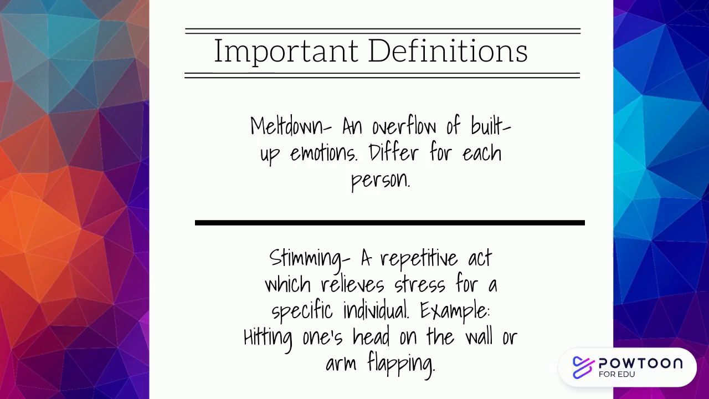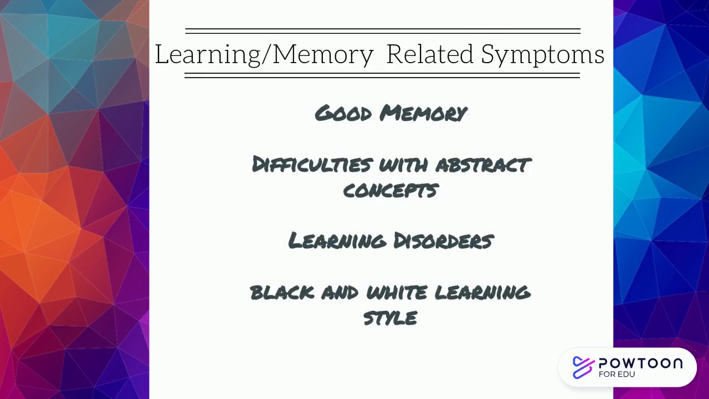Some important definitions relating to sensory symptoms include a meltdown, which is an overflow of built-up emotion. These differ for each individual. And also stimming, which is a repetitive act relieving stress for an individual for a certain amount of time. Some examples may be hitting one's head on the wall or flapping one's arms. Some learning and memory-related symptoms may include having a good memory, having difficulties understanding abstract concepts, the presence of a learning disorder such as dyslexia, or a black and white learning style.